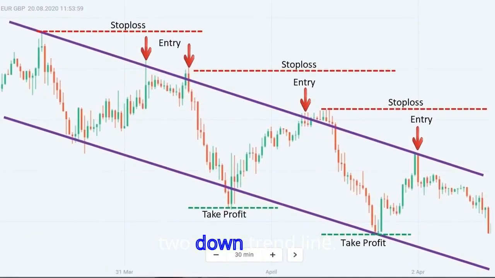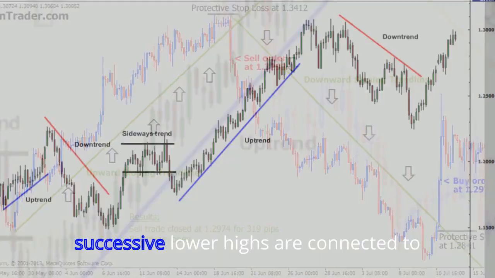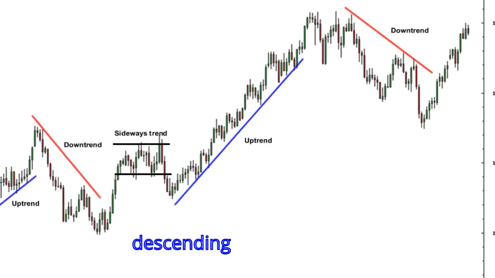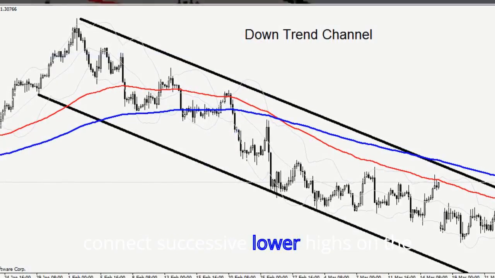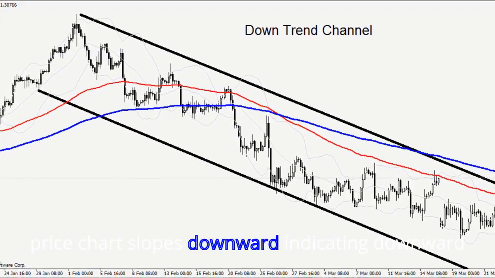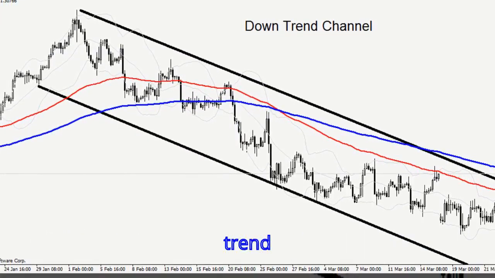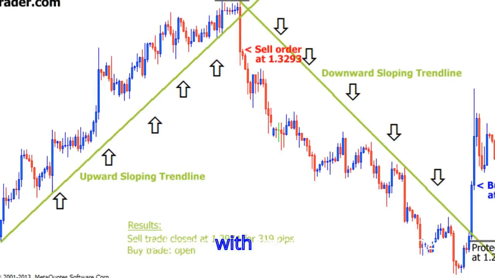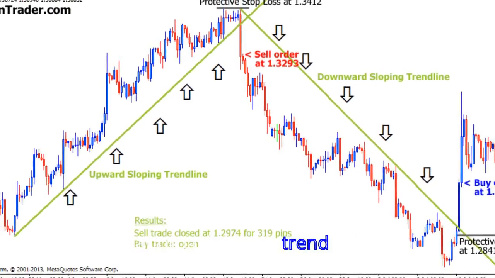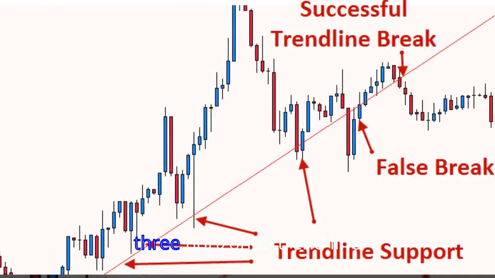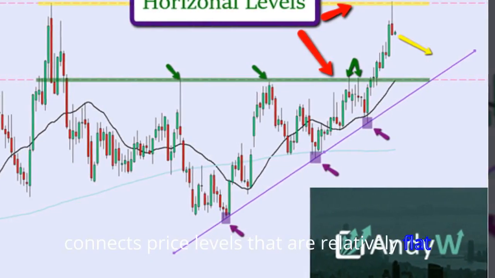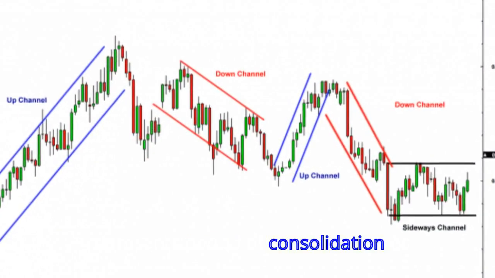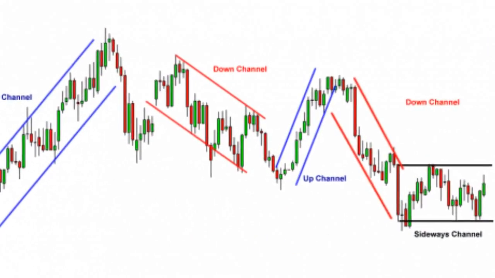2. Downtrend line. In this case, successive lower highs are connected to form a descending trend line serving as dynamic resistance. Connect successive lower highs on the price chart. Slopes downward, indicating a downward trend. Acts as resistance, with price often reversing when approaching the trend line from below. 3. Horizontal trend line. Connects price levels that are relatively flat. Represents a period of consolidation or indecision in the market.